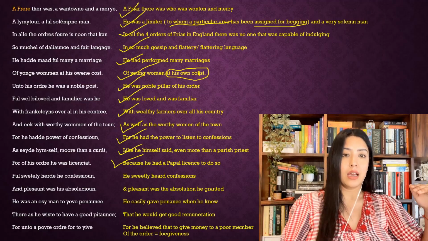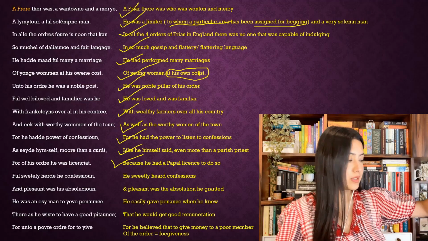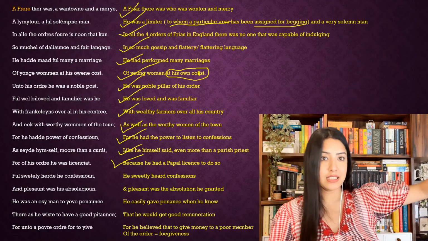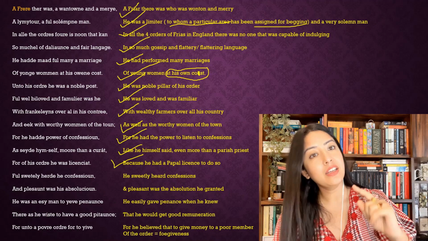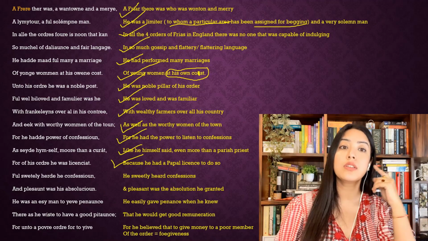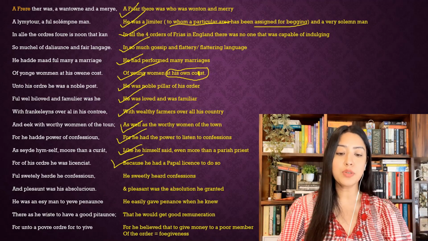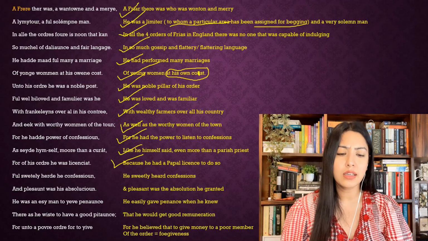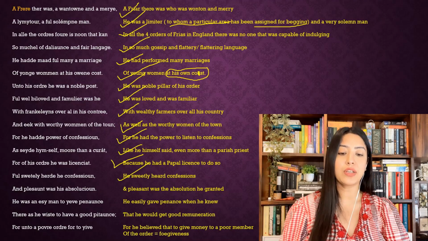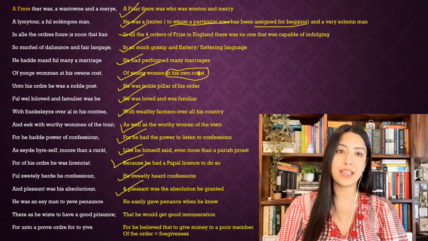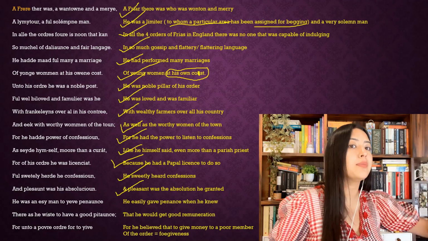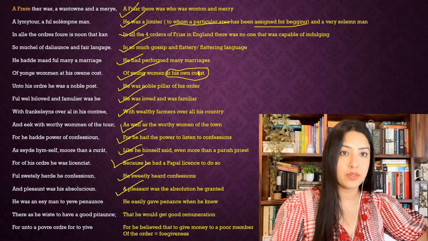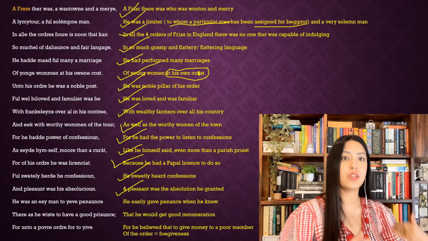Remember I said this, the friar was a limiter. That is, he had his own area where he would beg, and in that area he had the license to also listen to confessions. So he sweetly heard confessions, and pleasant was the absolution he granted. You're supposed to ask for forgiveness, and then you're pardoned.